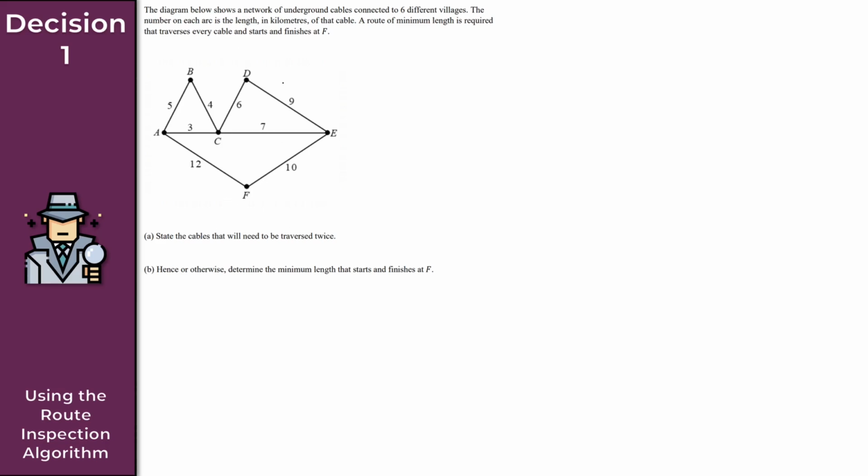For this question, we're told the diagram below shows a network of underground cables connected to 6 different villages. The nodes represent the different villages. The number on each arc is the length in kilometers of that cable. A route of minimum length is required that traverses every cable and starts and finishes at F. So, starting at F, we traverse every cable and then finish at F.